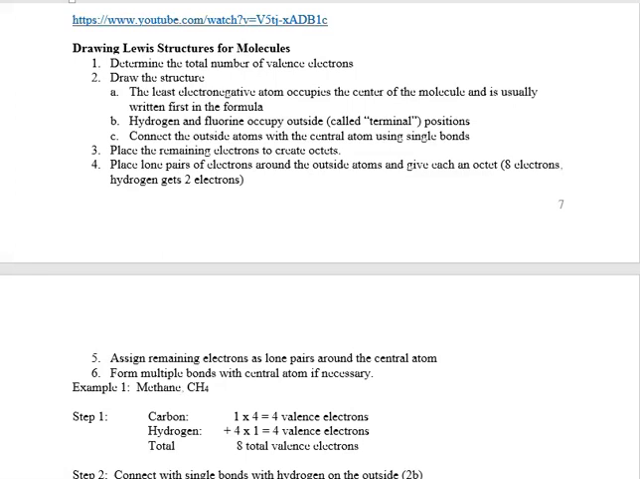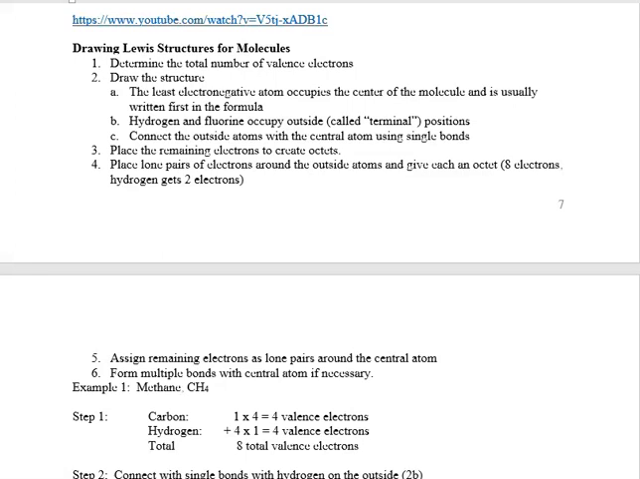And first, the least electronegative atom occupies the center of the molecule and is usually written first in the formula. It's not always true, but generally true. Hydrogen and fluorine occupy outside, called terminal positions. The reason for that is hydrogen can only form one bond, so it cannot be a central atom. It can't have a bunch of other atoms around it. It can only have one bond, so it has to be on the outside. Fluorine is the most electronegative of all the elements, so since you're going to put the least electronegative in the middle, that's never going to be fluorine.